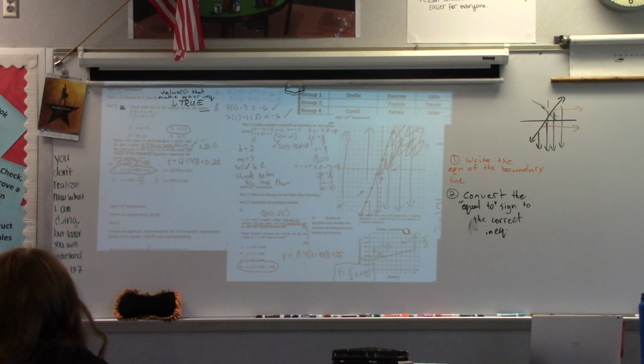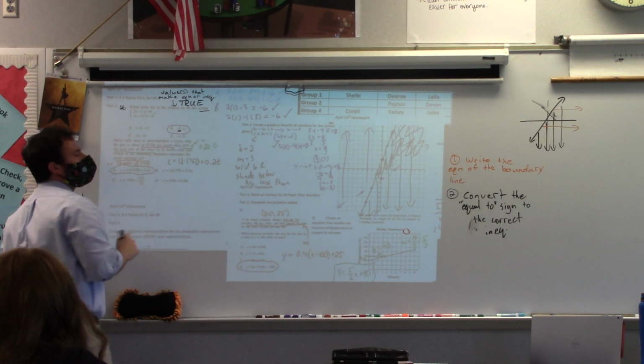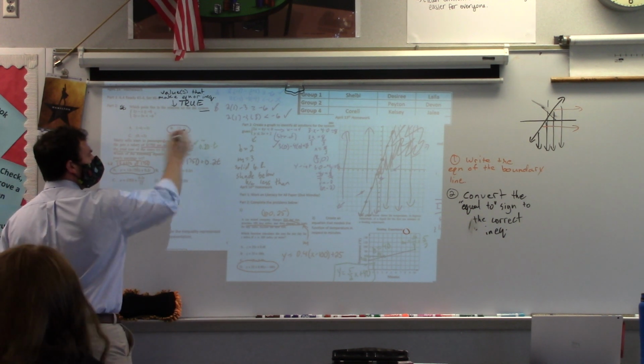But how did I know that it made both inequalities true? I didn't just magically pull it out. I had to prove it. You plugged it in. Let's work on that language. Not plugged it in. Substituted. We want to be careful with our language. Make sure we're paying attention to that. Meaning I substituted 3 in for x and 1 in for y.